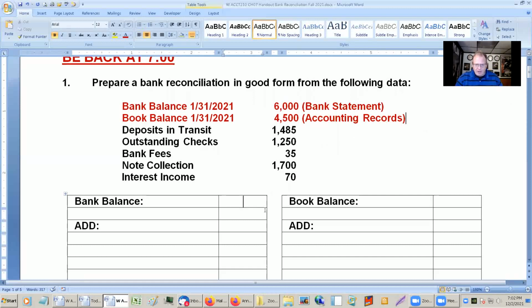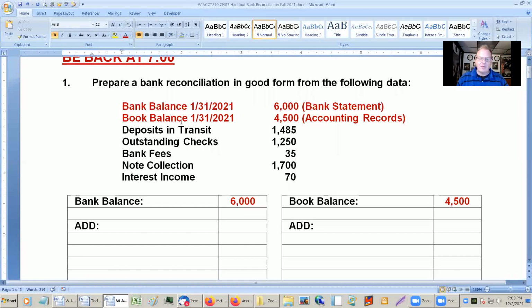So coming down here, we have the bank balance is 6,000. And our book balance is 4,500. Obviously, those are not the same amounts. And so it'd be reasonable to ask, well, how much cash do we really have? There are some things here that we are going to go through and correct. Whichever side doesn't know, we're going to correct their side.